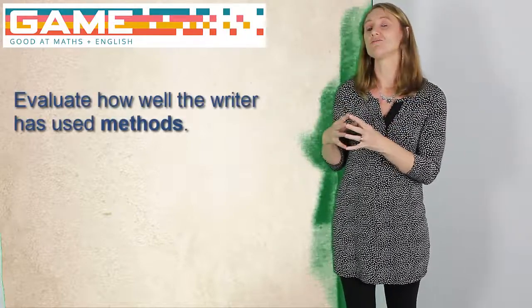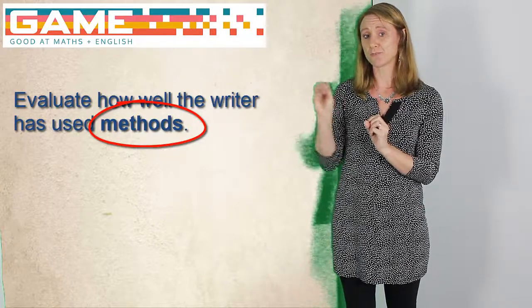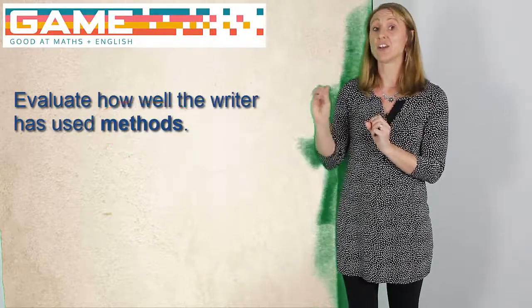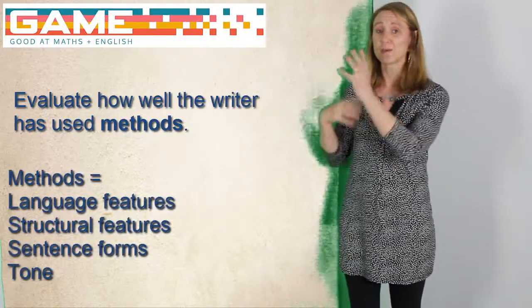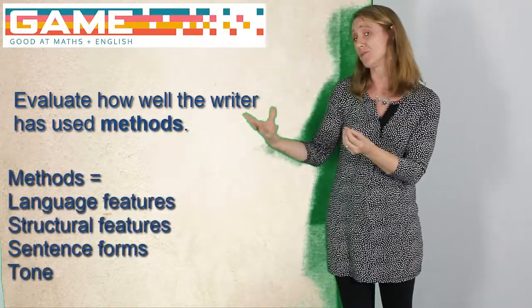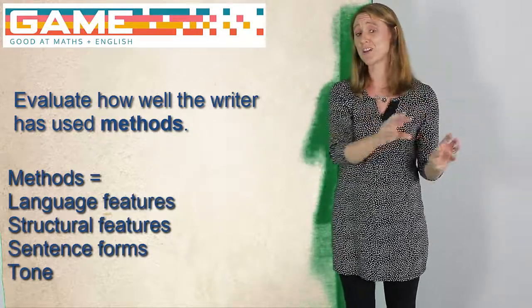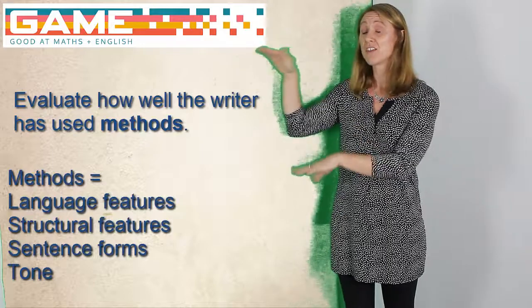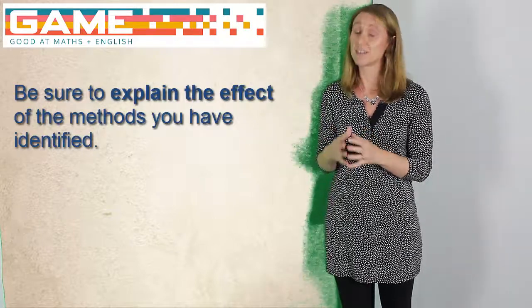Well, you need to think about evaluating how well the writer has used certain methods, and it's the methods that are sometimes forgotten from this question. Again, you can talk about any language features, you can talk about any structural features, you can talk about sentence forms, you can talk about tone, and you can talk about quotations that you've used on questions 2 and 3 if they're from within the line numbers which are specified for the question. Again, you also need to think about the effect on the reader as well.